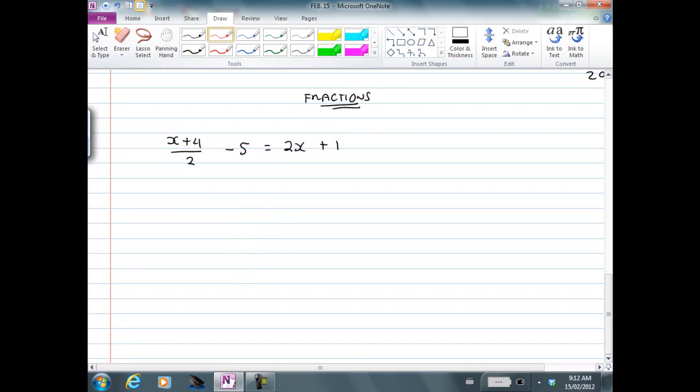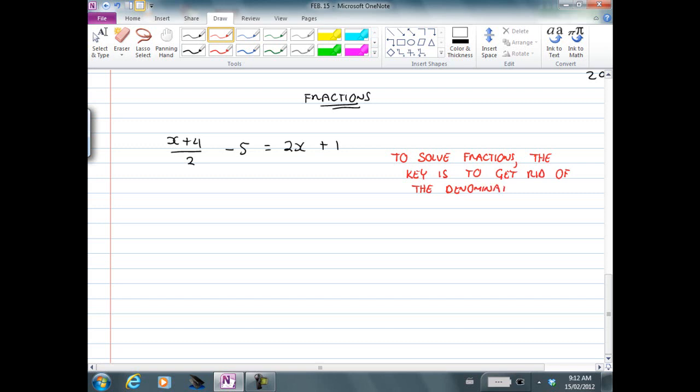So, to solve fractions, the key is to get rid of the denominator. That's the key.